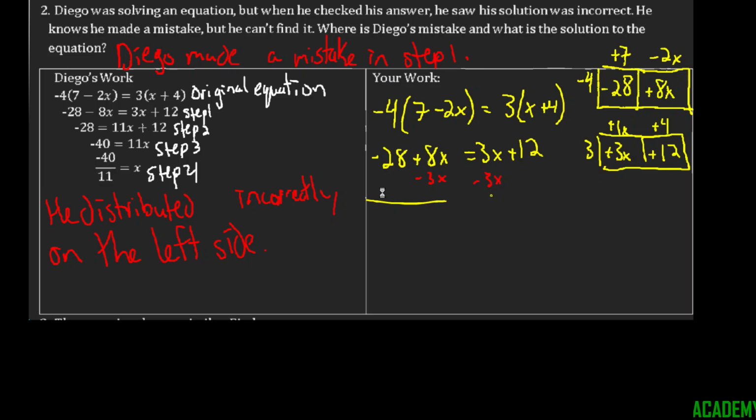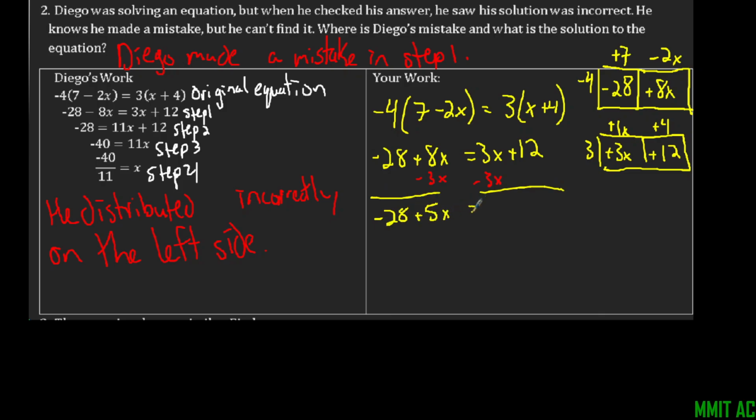Now I can say on my left side, I have -28 plus 5x equals, and then on my right side, I just have 12. Now that I have all the variables on one side, I can get rid of the constants. So I want to get rid of the -28 by adding 28 to both sides. On the left side, I just have 5x. And on the right side, I have 40. Last step is to always divide by that coefficient. So divide both sides by 5, and we get x equals 8.